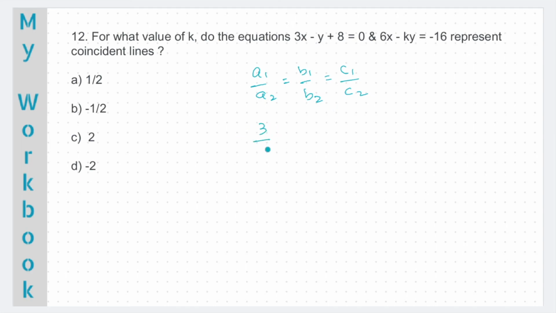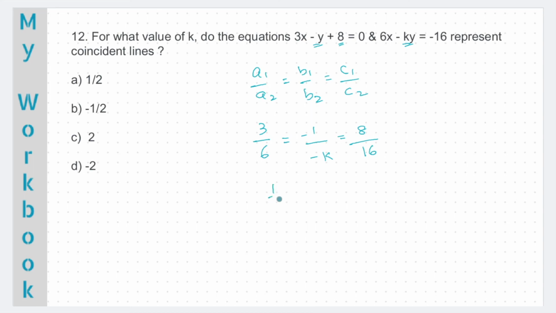So 3 by 6 equal to minus 1 by minus k. Be careful about writing the correct sign of the coefficients. Here you have minus 1 and minus k. Do not miss the negative sign. Similarly, when you pick the constants, ensure that both the constants are on the left hand side of the equation. 8, and here if you bring minus 16 to the left hand side, it becomes plus 16.